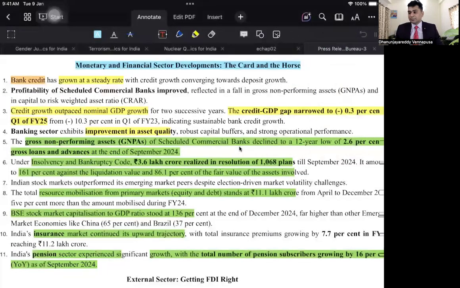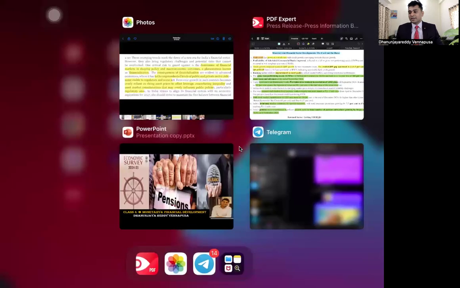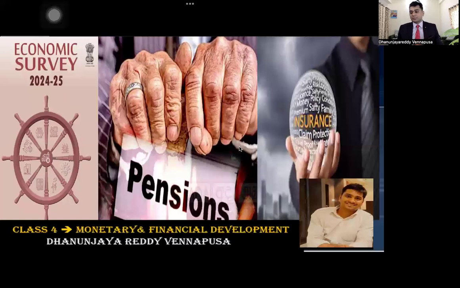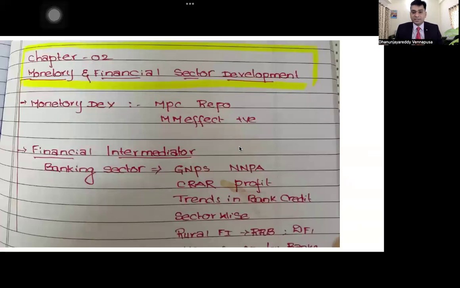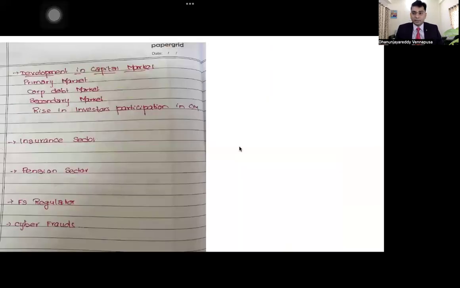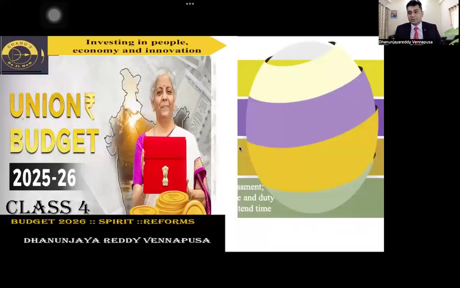So this is the second chapter, ladies and gentlemen, that we are discussing, on the financial segment. The economic survey's second chapter speaks about pensions, insurance, and monetary and financial developments. This is the theme of the second chapter. So what are the factors that we'll be discussing here? Monetary developments, and financial intermediation, that is the banking sector and how it was placed. Subsequently, we'll be focusing on developments in the capital market: primary market, corporate debt market, secondary market, and the rise in investors' participation, followed by the insurance sector, pension sector, financial sector regulators and cyber frauds. These are the topics covered in this chapter.